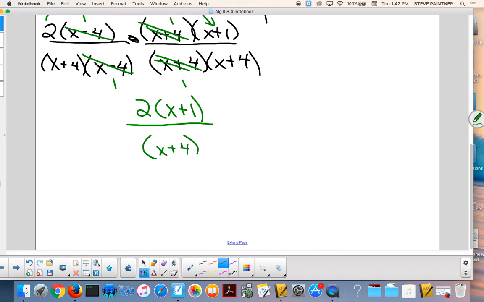X plus 4 what? Squared. You can just write it like that if you want. Okay, let's be done with multiply. Let's go to division. Okay, turn the page.